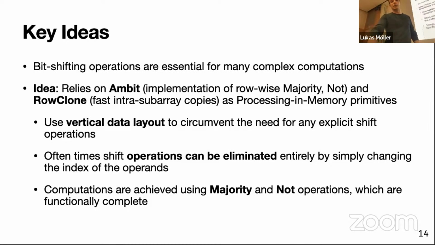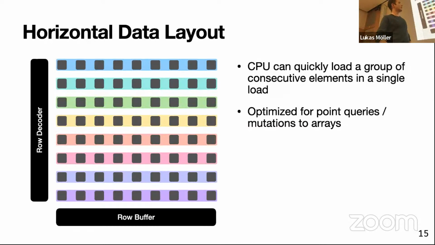Let's get into vertical versus horizontal data layout. Normally, a CPU would lay its data out like this in DRAM. So each element would take up consecutive bits in memory. This means that by simply activating a specific row in this DRAM schematic, we could get an entire element of that array. This makes it easy to access single elements and change single elements.